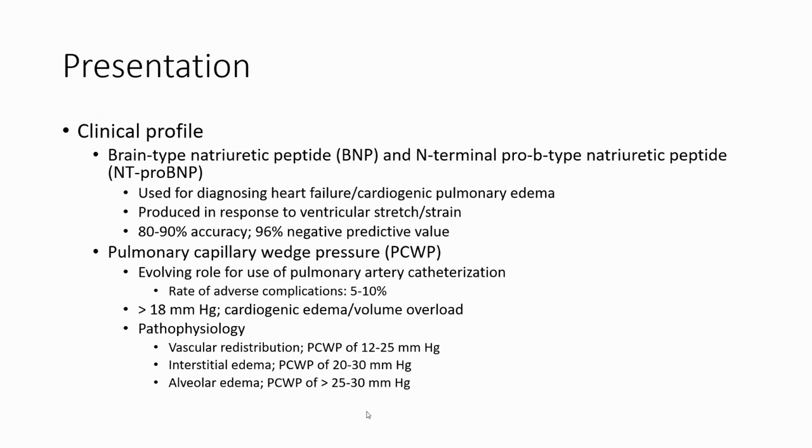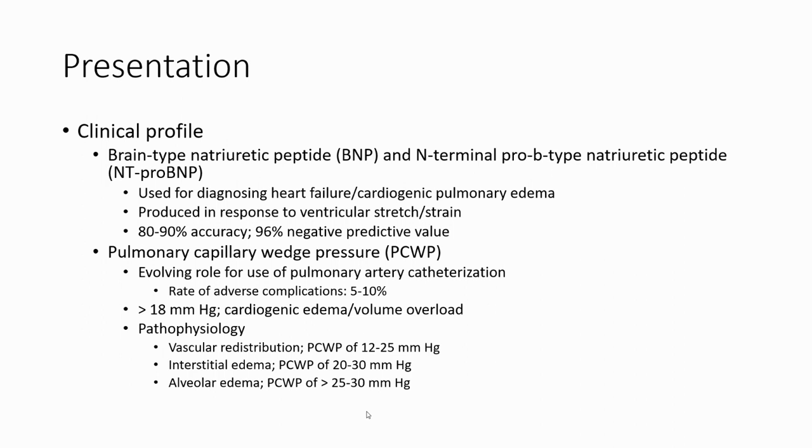Clinical profile: brain natriuretic peptide and N-terminal pro-B-type natriuretic peptide are used for diagnosing heart failure, cardiogenic pulmonary edema, produced in response to ventricular stretch, with 80 to 90% accuracy and 96% negative predictive value. Pulmonary capillary wedge pressure, with an evolving role for use of pulmonary artery catheterization. More than 18 mmHg suggests cardiogenic edema, volume overload, pathophysiology, vascular restriction.